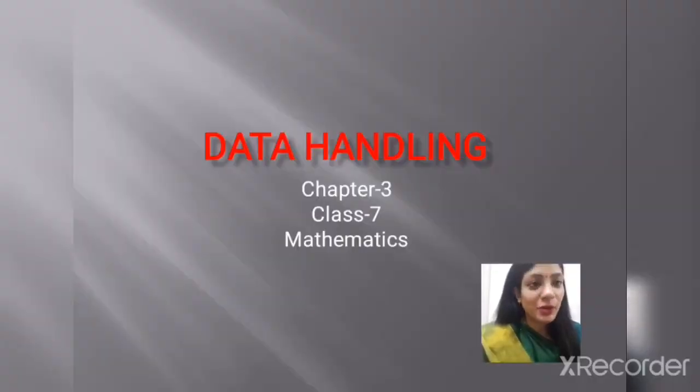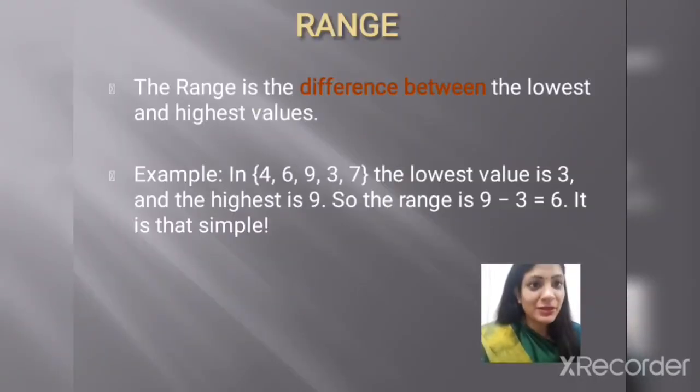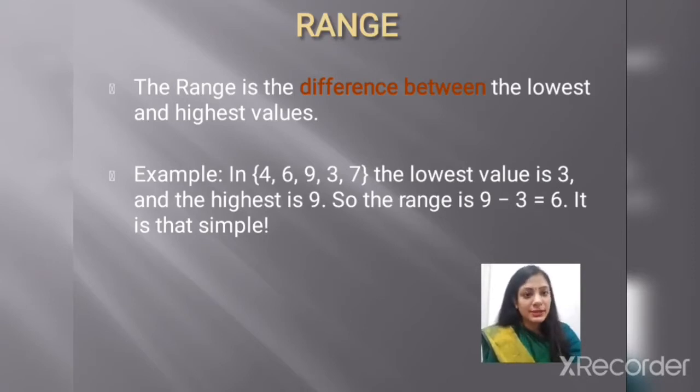So let's start with the topic. The first topic in this chapter is range. The range is the difference between the lowest and highest value. Example: here the set given to us has the numbers 4, 6, 9, 3 and 7. The lowest value in this set is 3 and the highest value is 9. So, in this way, we find the range: highest minus lowest. The answer is 9 minus 3 equals 6.